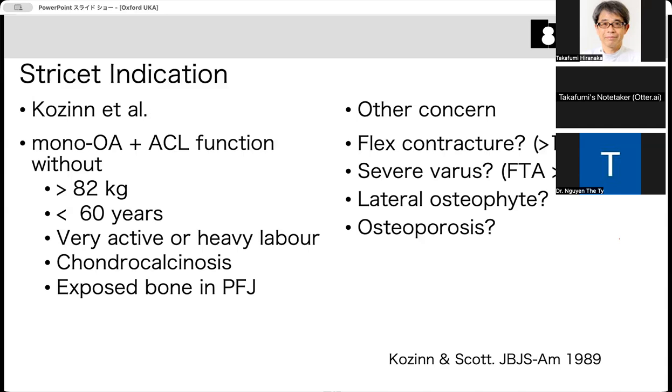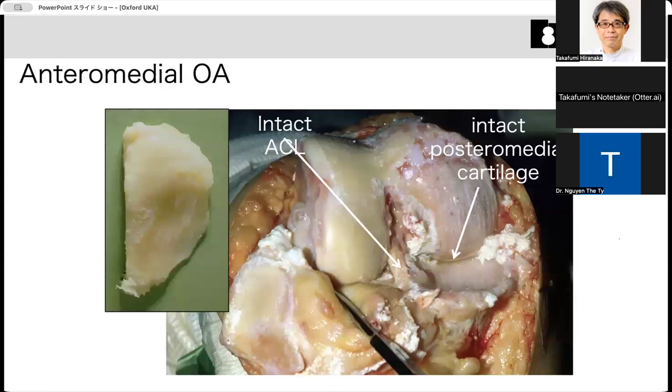and lateral osteophyte, and osteoporosis. They are related with contraindication. So if you apply this indication, the number of UKA is decreased. So maybe around 10 or 20%. But if you apply the Oxford indication, maybe the percentage should be 50%. So in the field of Oxford, the target of Oxford knee is anteromedial OA.